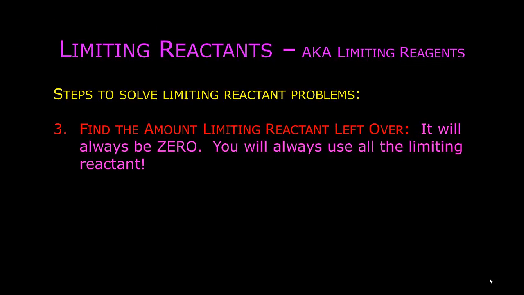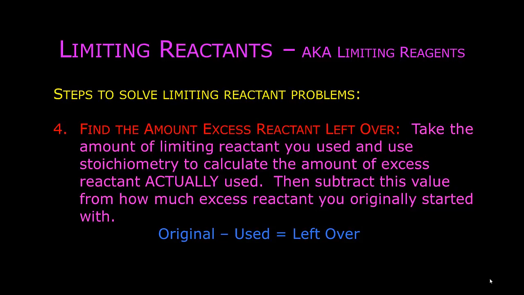Third step is to find out the amount of limiting reactant left over. That's easy. It's always 0 because you always use all of your limiting reactant in a chemical process. And the last step is to find the amount of excess reactant. So one of them is the limiting reactant, which you have 0, and the other one will be the excess reactant, and you have leftover of that.